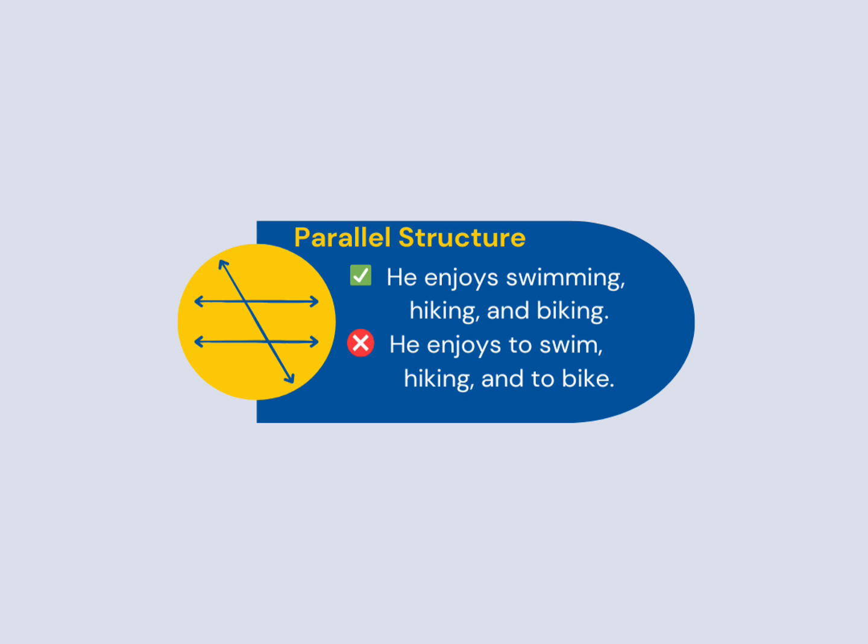Parallel structure. Parallel structure means making your lists or patterns consistent. Instead of mixing forms like "to swim, hiking, and to bike," which is awkward and confusing, keep everything in the same form: swimming, hiking, and biking. Readers expect patterns, and when your sentence structure flows smoothly, your ideas are easier to absorb.